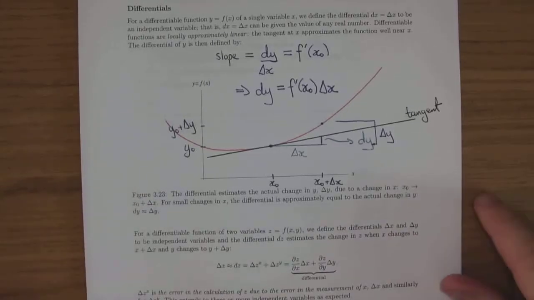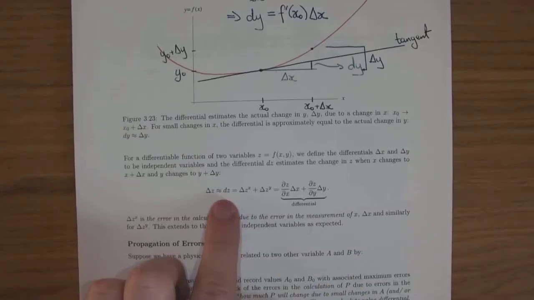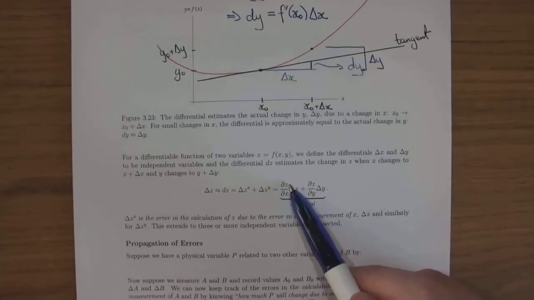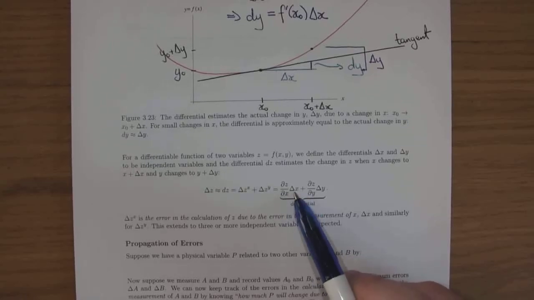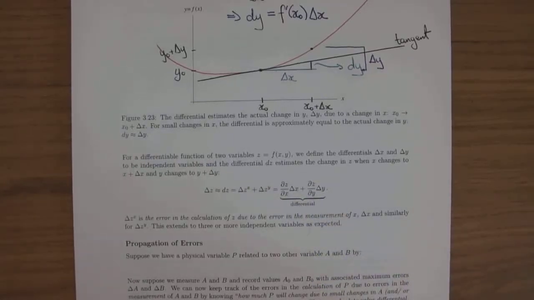Now for a function of two variables, you can do something similar with the graph. It's a little bit difficult, but it's easier for me just to say that the differential, the change in the function of two variables, is the sum of the differentials. So the derivative of the function with respect to x times the change in x plus the derivative of the function with respect to y times the change in y.